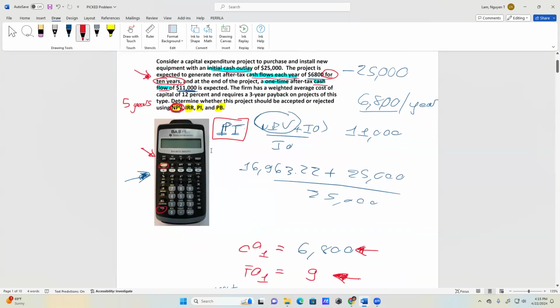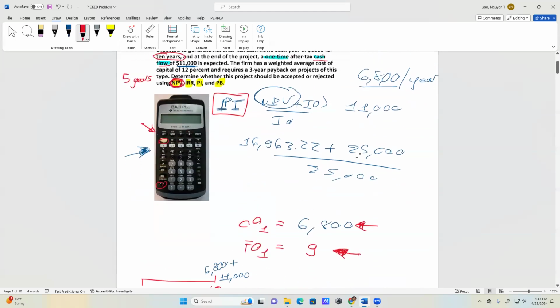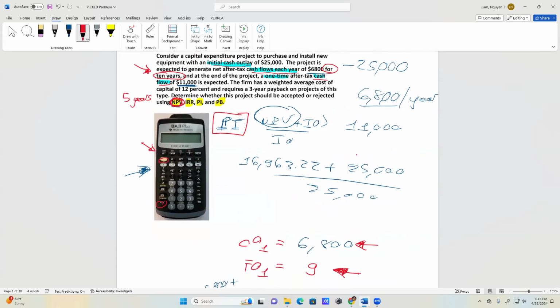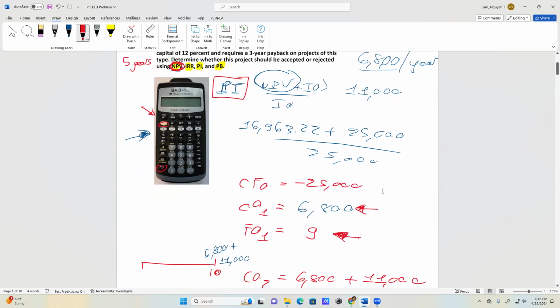All right, the first value once again is negative 25,000. The CF0, you have to input negative 25,000. We're going to do that, 25,000. Enter, down arrow, like the step process before. All right, C01 is the same, 6,800 for the payment. Enter, down. All right, how many times is 6,800 repeated? It's going to be 9 times, right?